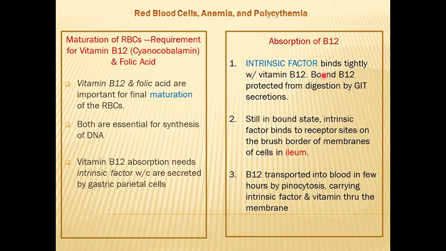So your intrinsic factor binds tightly with B12, and then your bound B12 is protected from digestion by your GIT secretion. Why is B12 important? Because it's important for final maturation of the RBC. Then still in the bound state, the intrinsic factor binds to receptor sites on the brush border membranes of the cells in your ileum. The ileum is a part of the small intestine. Then the B12 is transported into the blood in a few hours by a process known as pinocytosis, carrying the intrinsic factor plus vitamin through the membrane of your intestine.